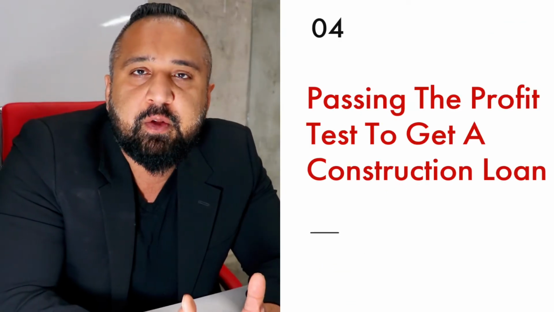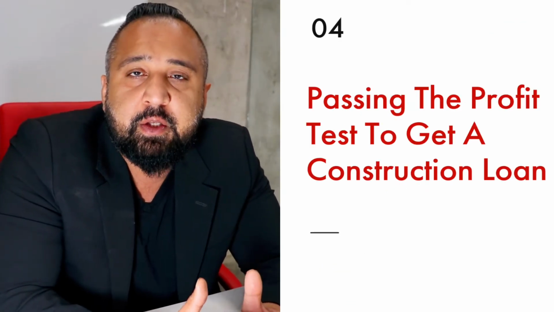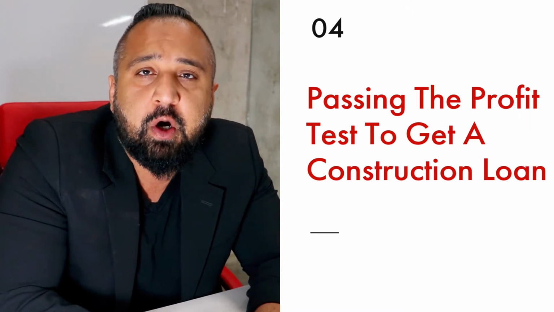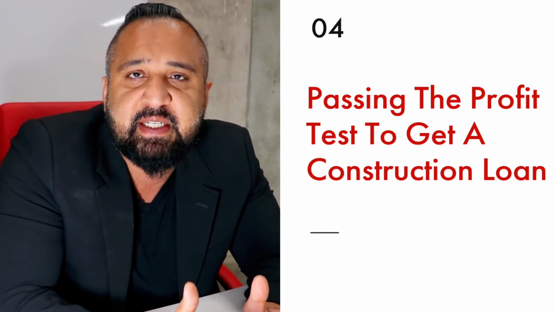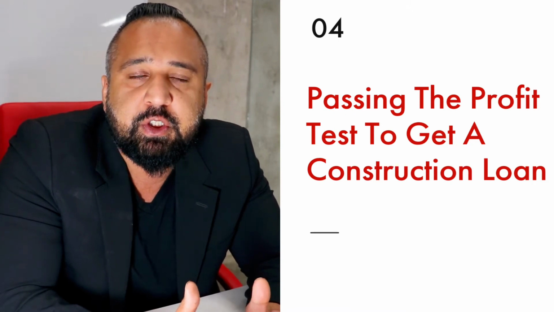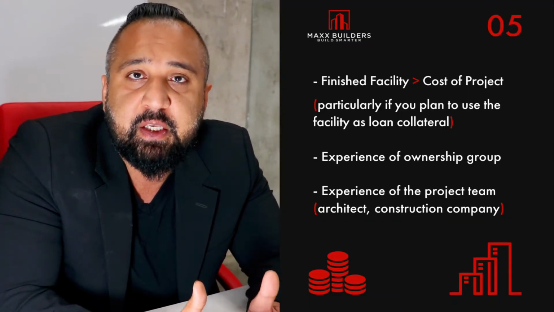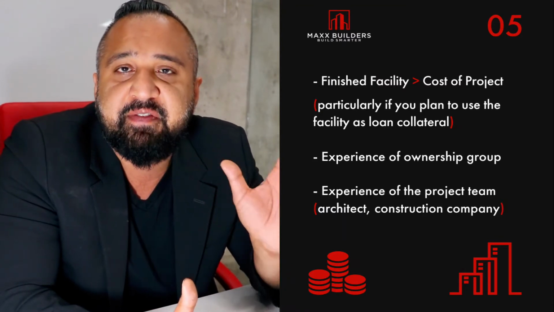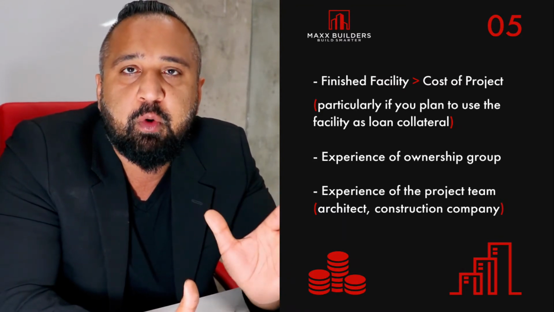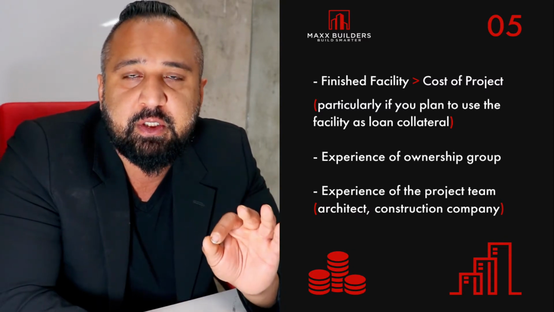So let's go into the lens of the bank. Today, we'll be going over what is called passing the profit test. This is how a bank is assessing you as a borrower. One formula that they use, especially when you're using your property as collateral, is: is the finished facility worth more than the cost of the construction?